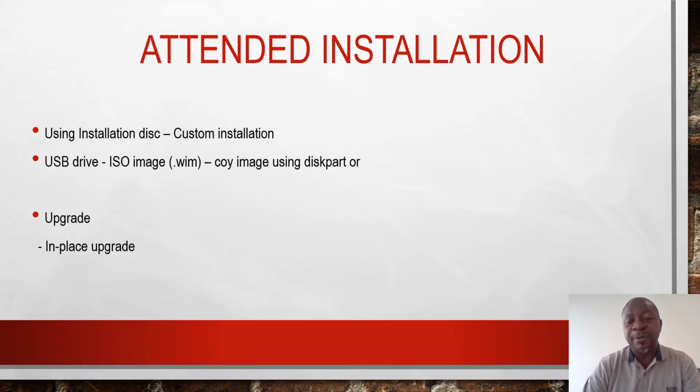Now, the first type of installation you have for Windows Server operating system in general is using your installation disk, or you have your ISO image copied in a USB drive. One of the ways that you can perform such copying of an ISO image into a USB drive is using the diskpart command. And for you to run such a command, you must run it using an elevated privilege. That's when you're running the command prompt as run as administrator.